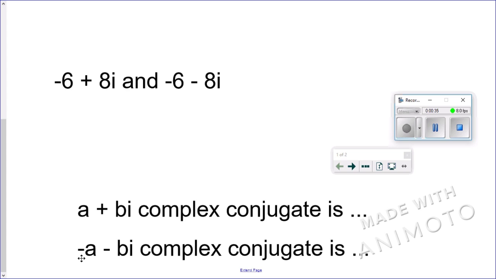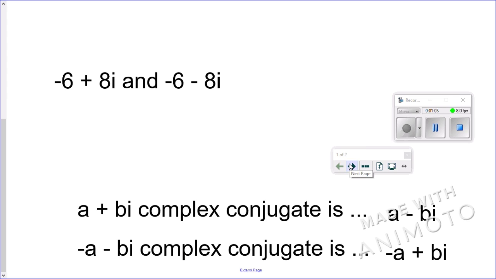And this is the general form. If there's a number in a plus bi form, its complex conjugate would be a minus bi, because the only difference is the sign here. So in this case, negative a minus bi, its complex conjugate would be negative a plus bi. Notice there's no difference with the a, just the sign in between. Okay, so that's complex conjugates.